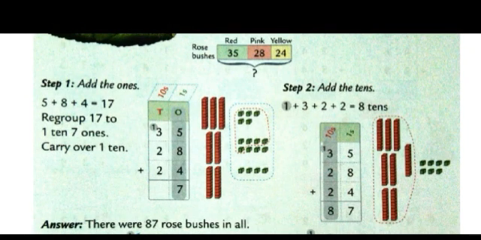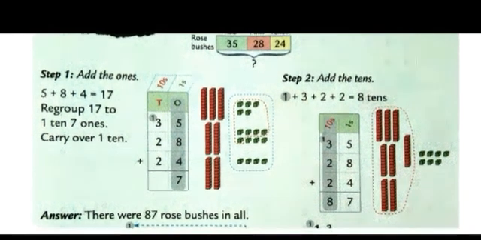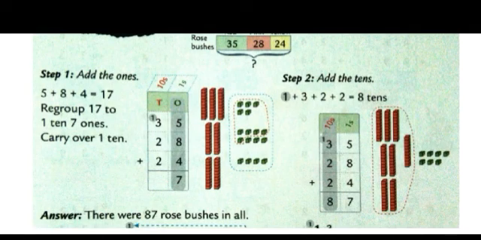See, 35 red rose bushes are there, 28 pink rose bushes are there, and 24 yellow rose bushes are there. It's already arranged. Now simply we need to start with step number 1, which says add the ones. Okay, so the numbers that are given in ones column are 5, 8 and 4. Just see these pictures given here. The red pictures represent the tens and these green pictures represent the ones.